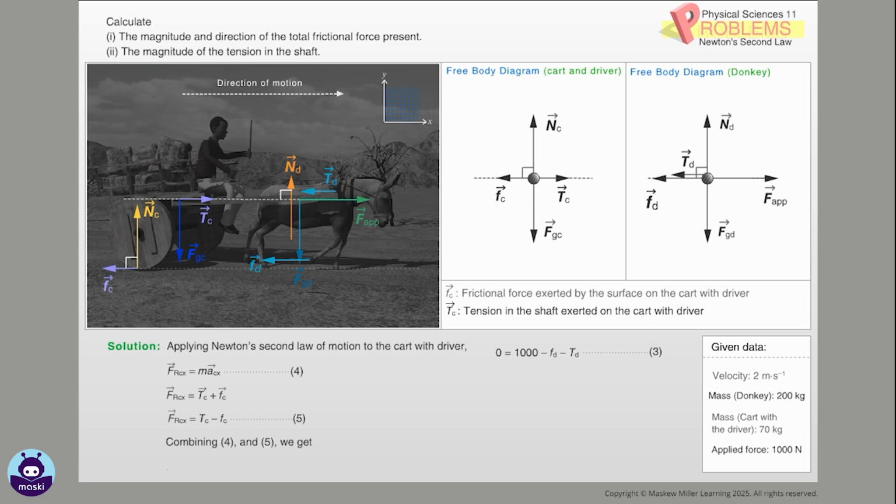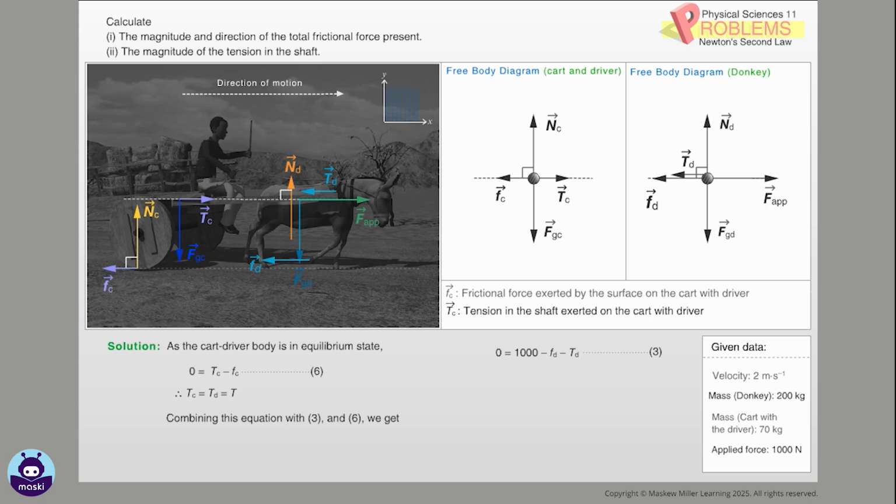Combining 4 and 5, we get m vector acx equals Tc minus Fc. Here, the acceleration is 0, since the cart with the driver is also in equilibrium state, that is, uniform motion. 0 equals Tc minus Fc. The tension in the shaft at the two ends will be the same as it is the same shaft. Therefore, Tc equals Td equals T.